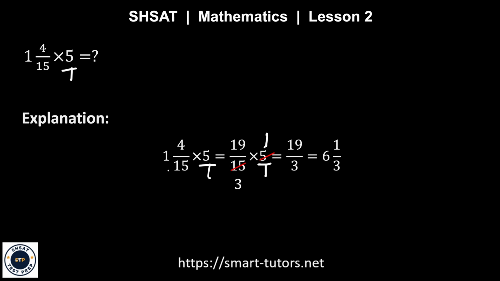As I mentioned before, if you are reducing or simplifying or writing an equivalent fraction, you have to either multiply or divide. In that case, you have to divide top and bottom by the same number. So that gives you 19 over 3. And if you make this 19 over 3 into a mixed number, that gives you 6 and 1/3.